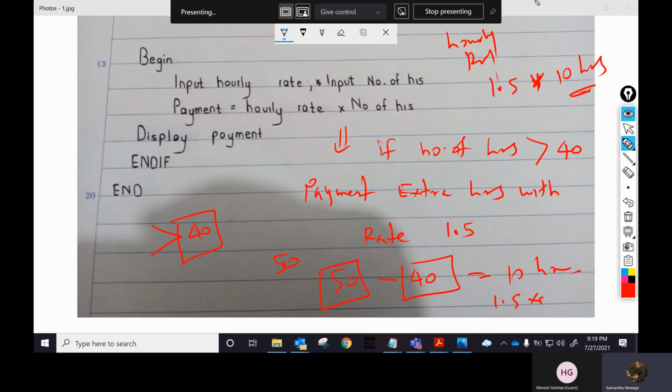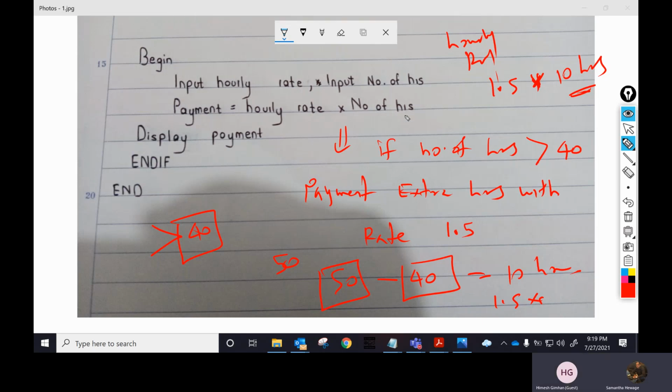Same thing, payment, you are calculating the payment, but there's an extra additional, it's like a rate. Hourly rate, number of hours. Yeah, number of hours. Is it 10 hours?